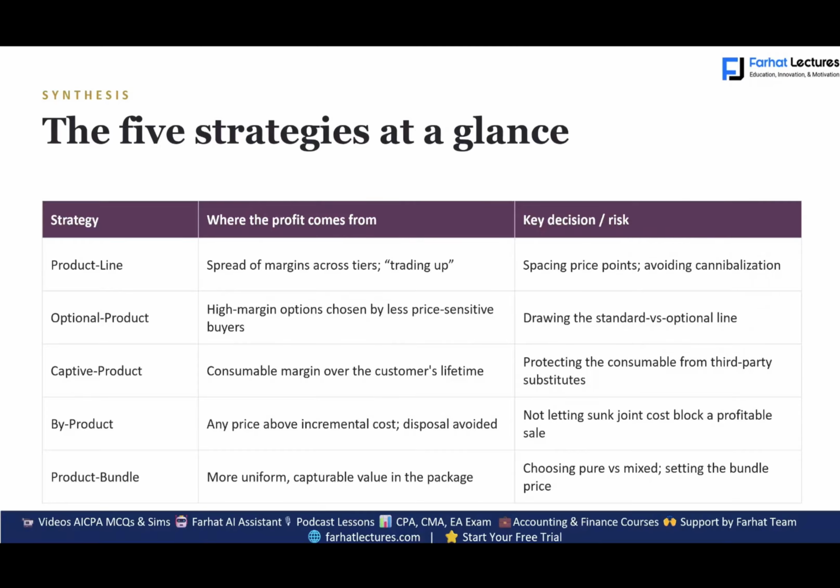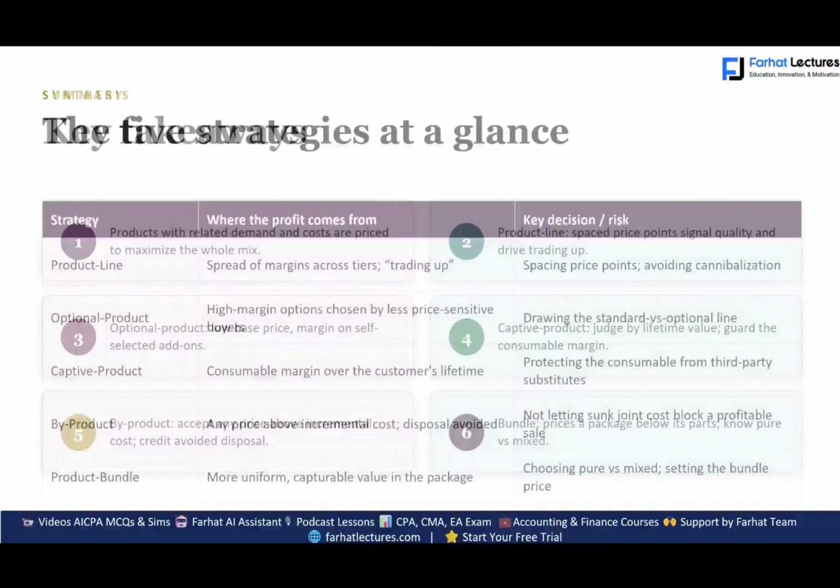Now, this is a summary of all 5 strategies that we discussed at a glance. If you can go over this and understand it, it's a good sign that you understand the 5 different strategies. What should you do now?